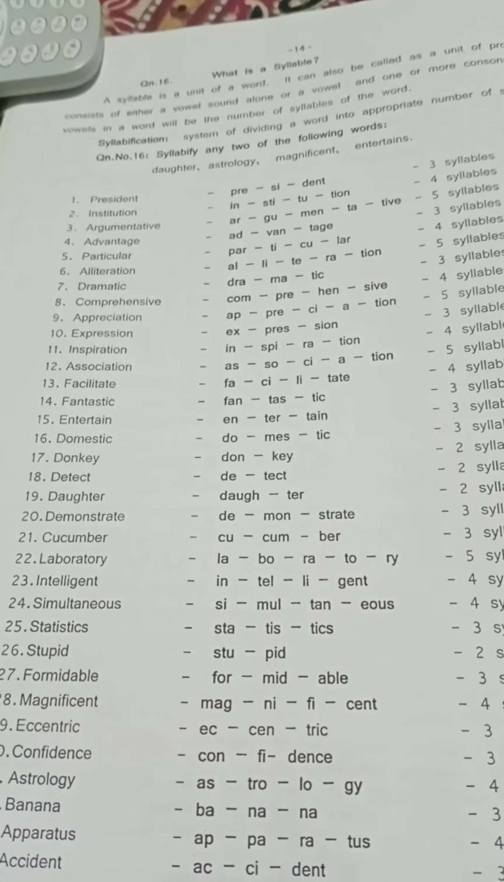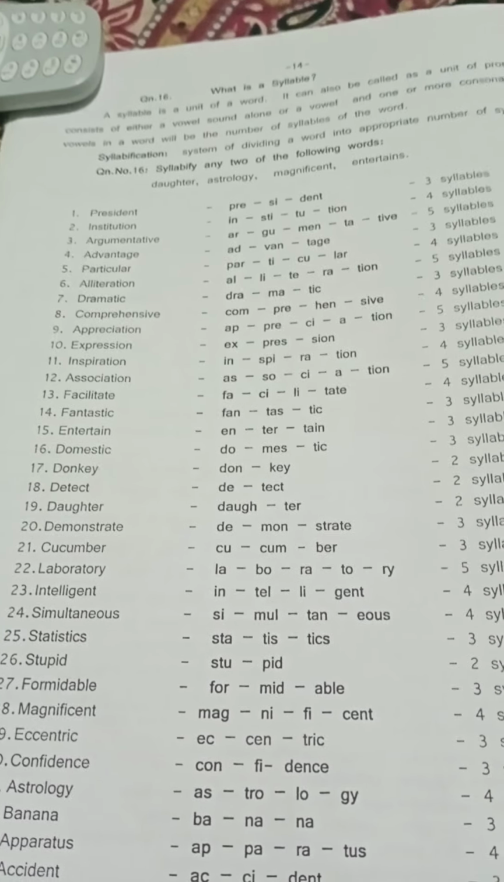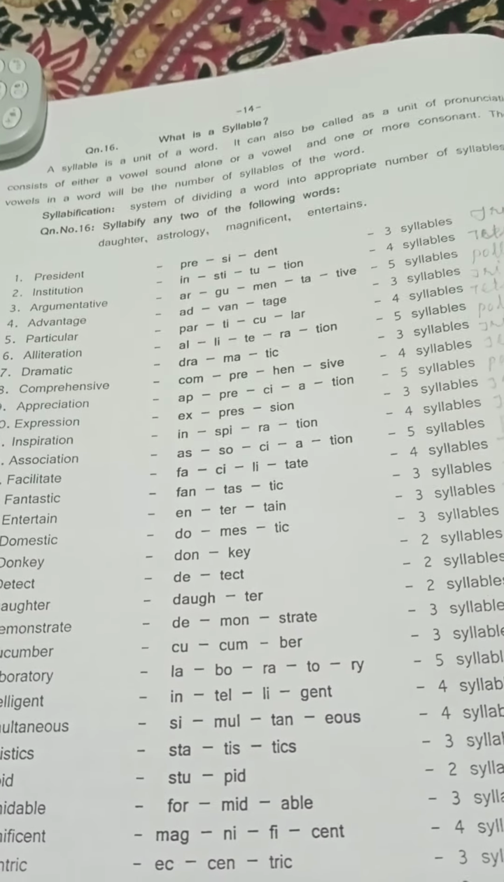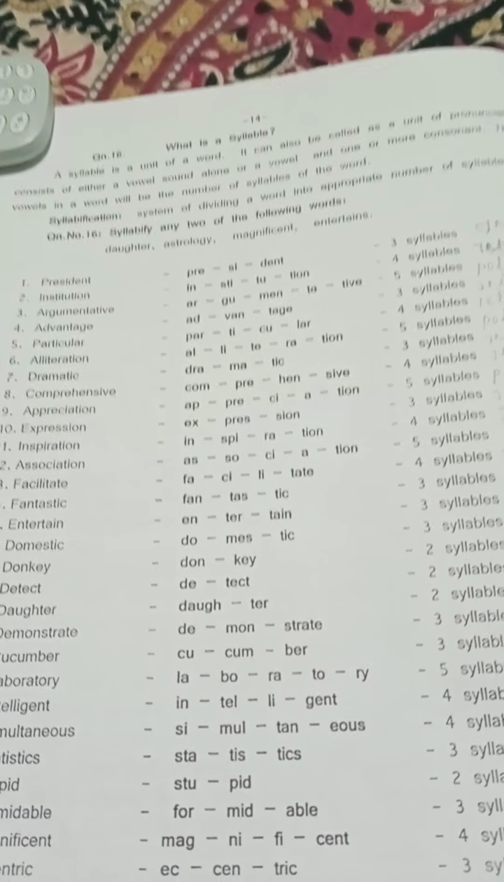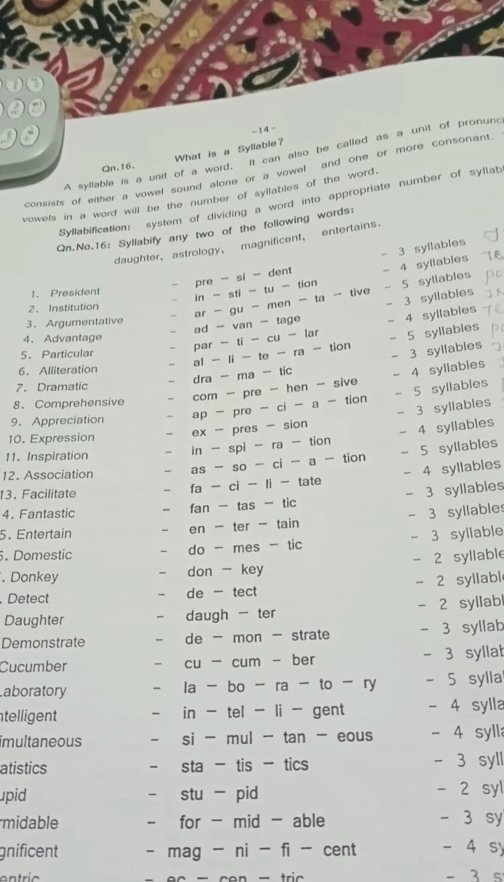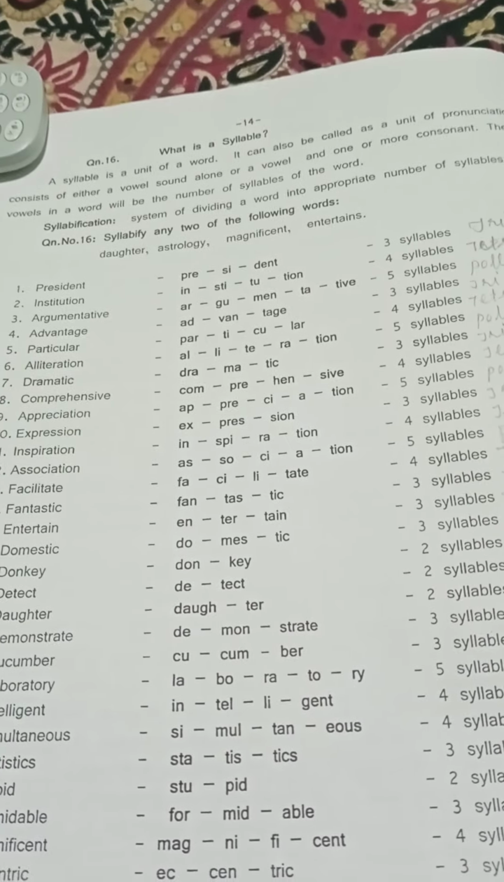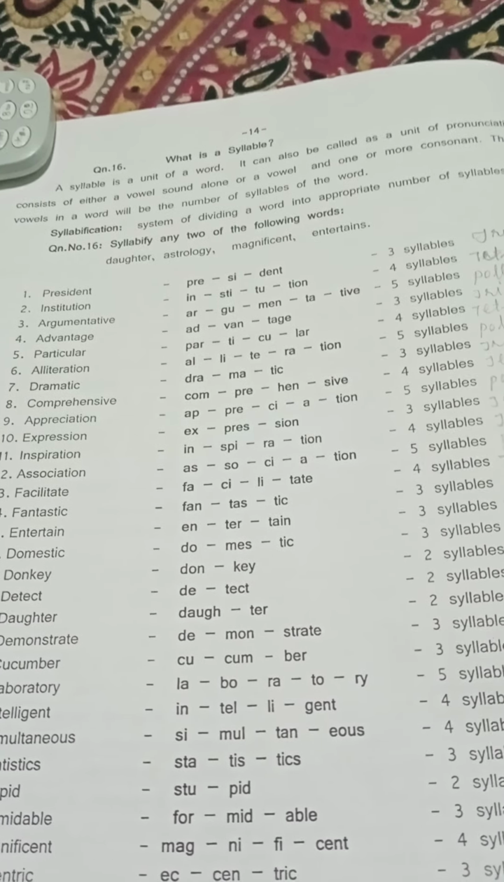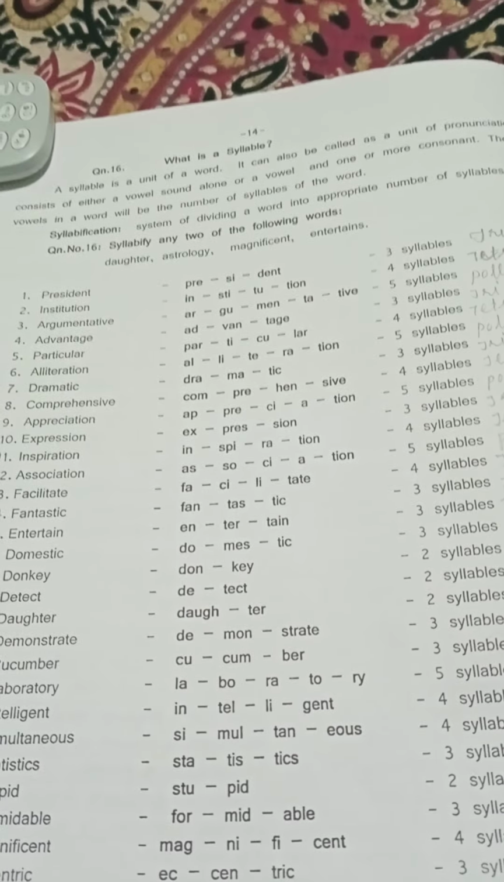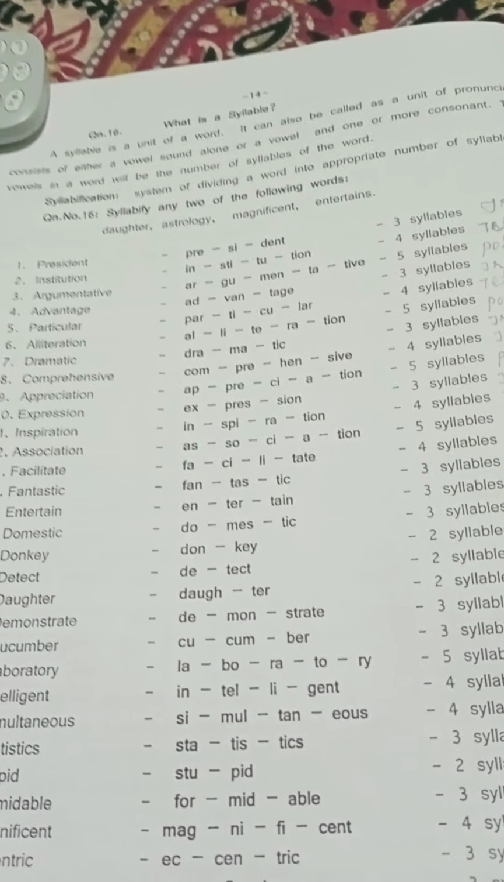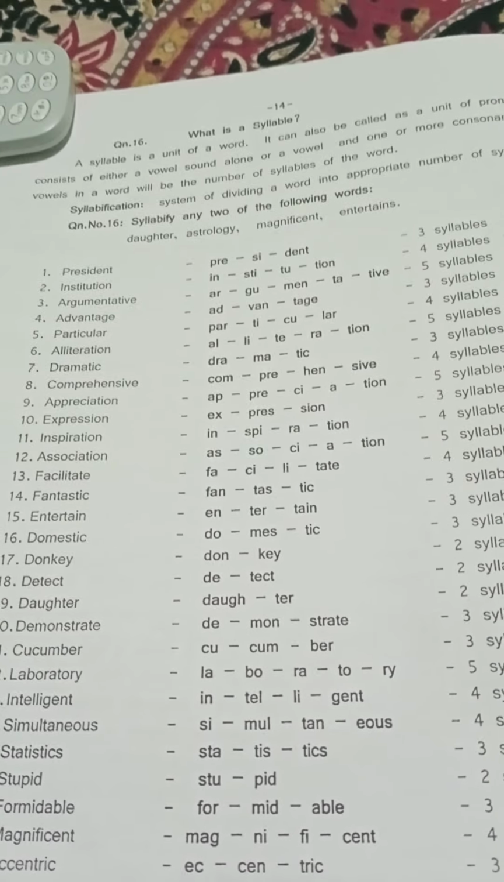Now a syllable is a unit of a word. It can also be called a unit of pronunciation. It consists of either a vowel sound alone or a vowel and one or more consonants. The number of vowels in a word will be the number of syllables of the word. Okay?